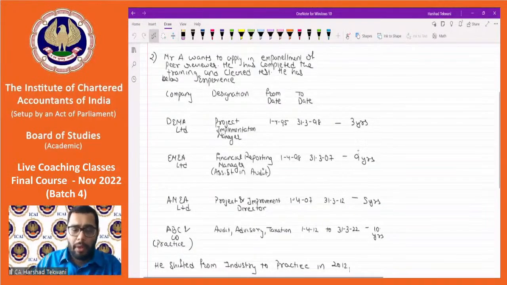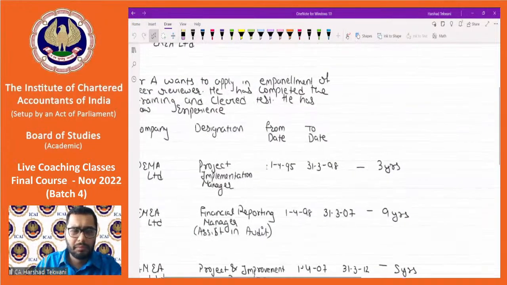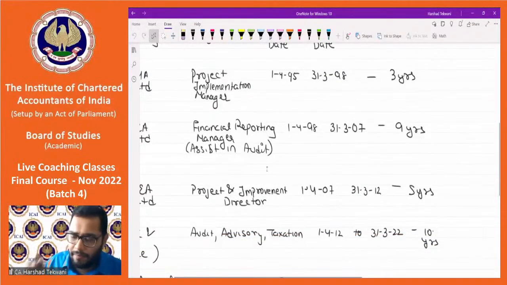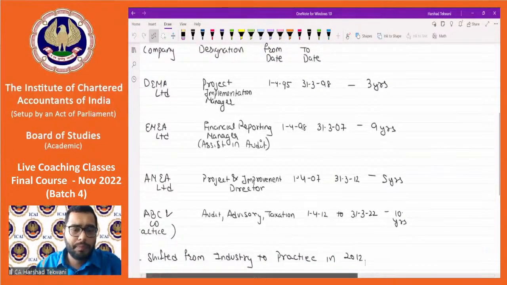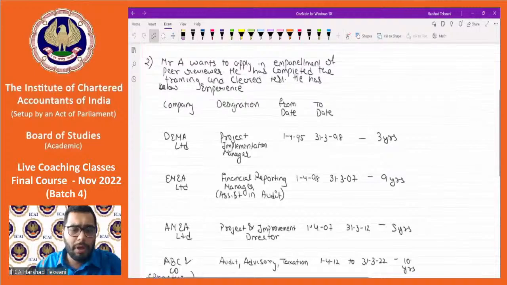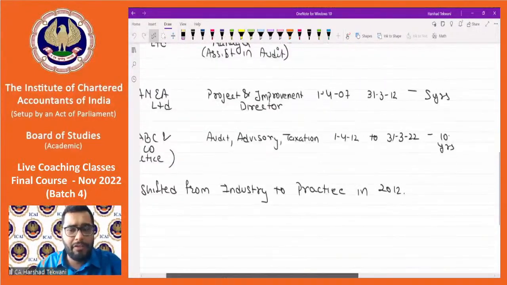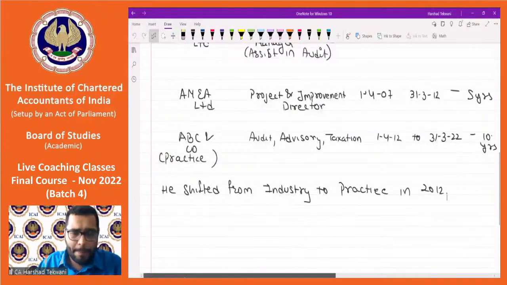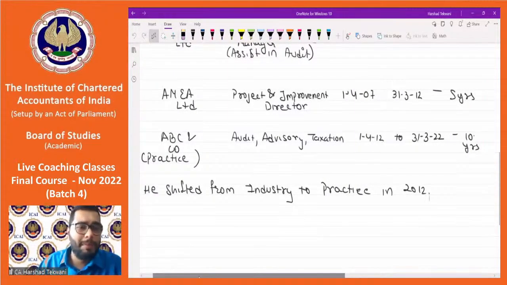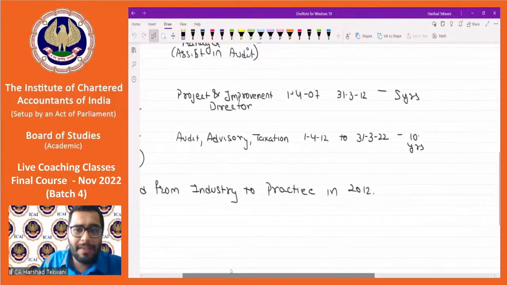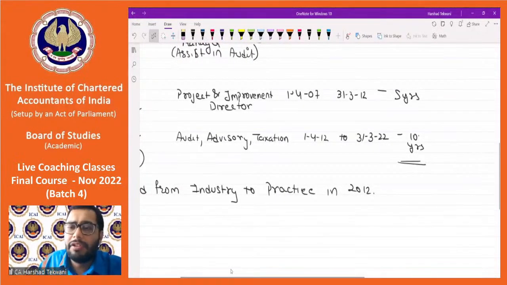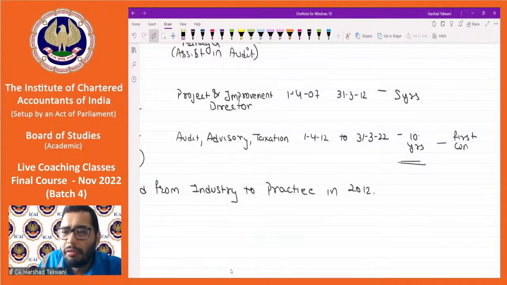Now, okay, let me discuss. First of all, understand whether there is an audit experience or not. The fact that the member has shifted from industry to practice is just to confuse you, guys, because the first condition is that he should be in practice for at least 7 years. Now he has been in practice for the last 10 years. The first condition is satisfied.